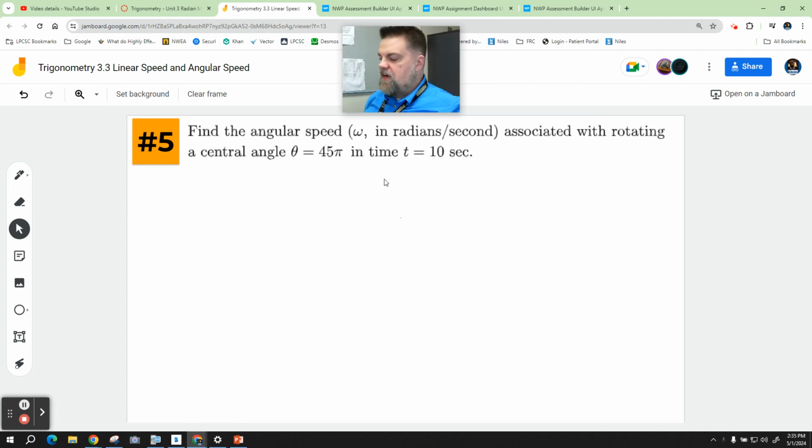So for problem number 5, again, I'm going to list what I know and what they want me to know. So it says find the angular speed omega. Immediately, right from the rip, I know that they want to know the angular speed. But then they tell me that theta, which is in radians, how do I know it's in radians? Well, because it has pi, and you don't see the degree thing. It's not 45 pi degrees, so it's in radians.